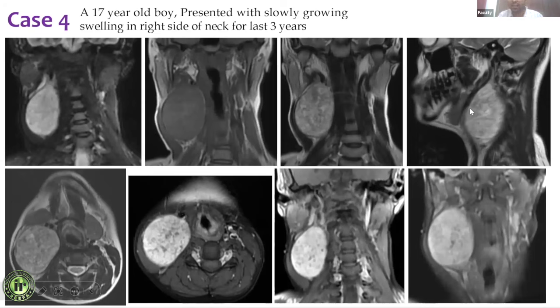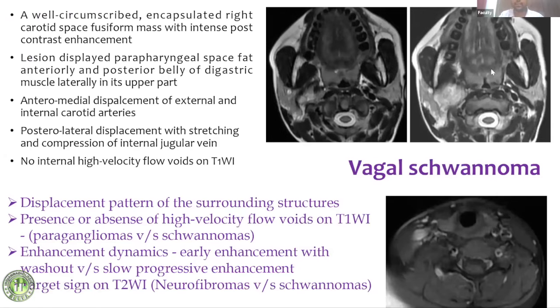You can see the elongated appearance of the lesion on the sagittal image. Here you can see that this is actually the vein which is displaced posteriorly. This is the inferiormost part of the lesion. This is the vein which is starting to displace posterolaterally. So this is a case of a vagal schwannoma.